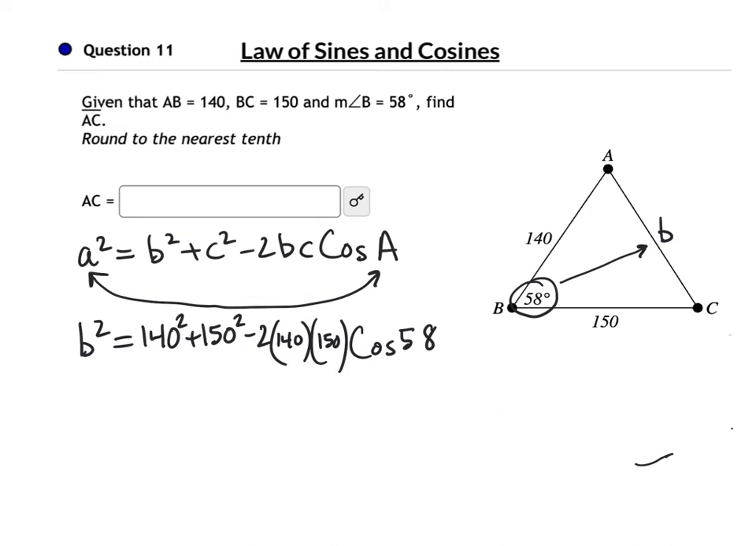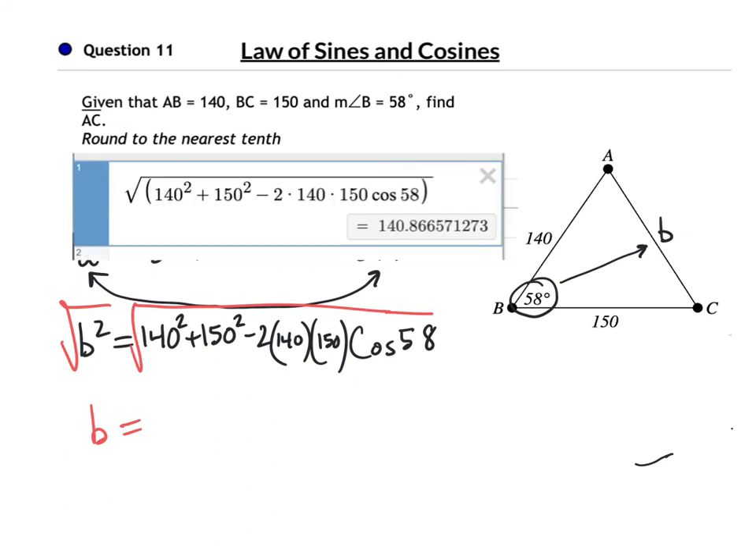Now since we're just finding b, we can just take the square root of both sides and not work anything out. We can just plug this in the calculator exactly like that, and we'll immediately know what b is. Just takes a little time to plug it in the calculator. To the nearest tenth, it looks like b is 140.9.